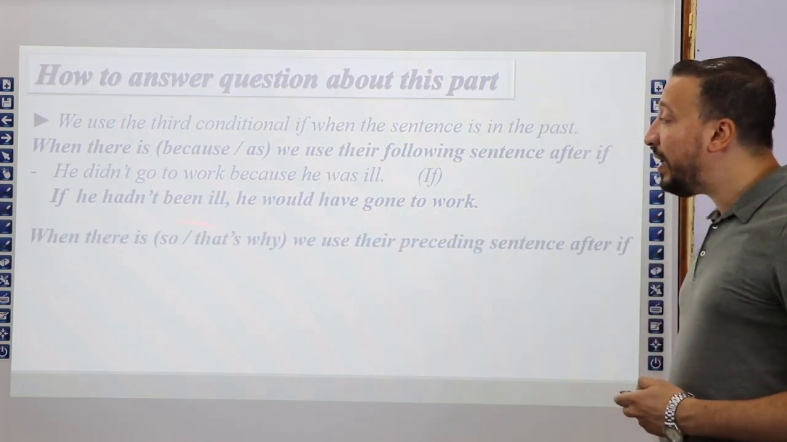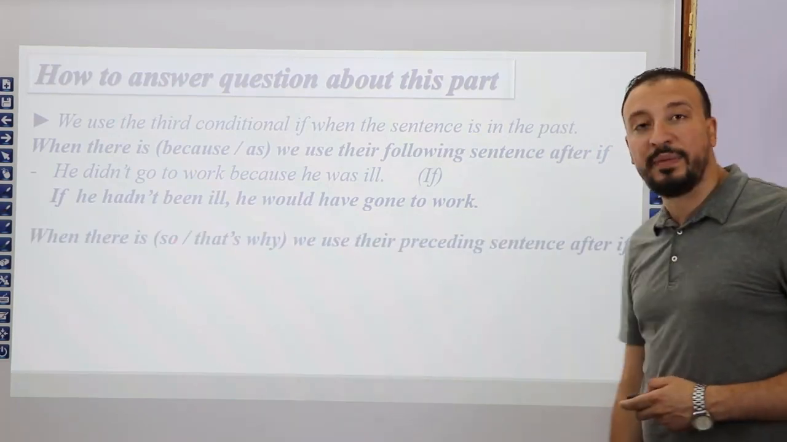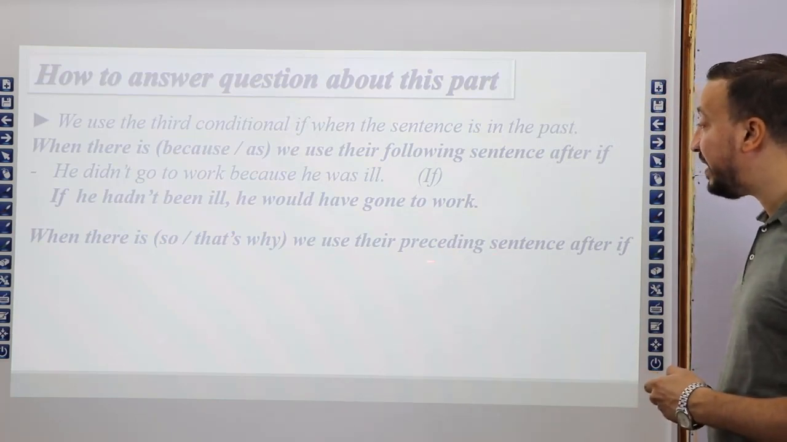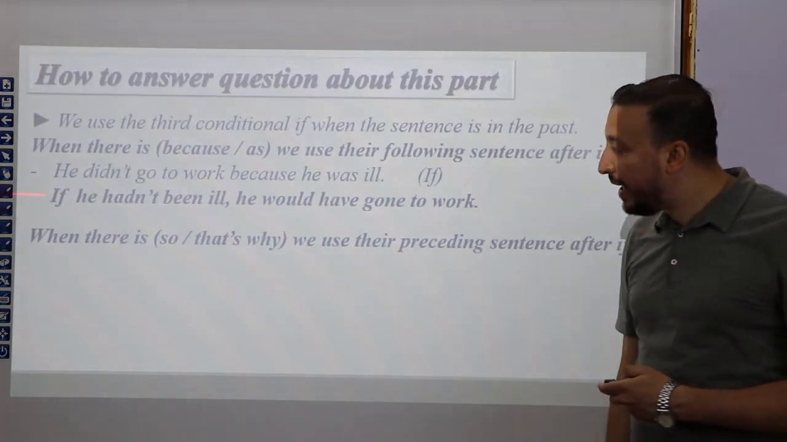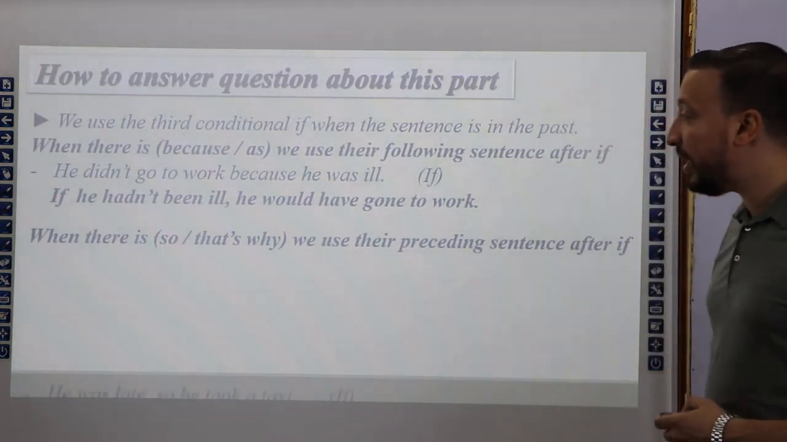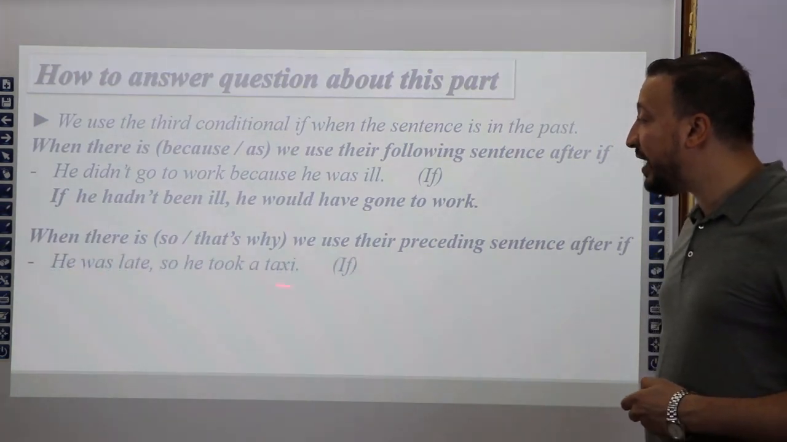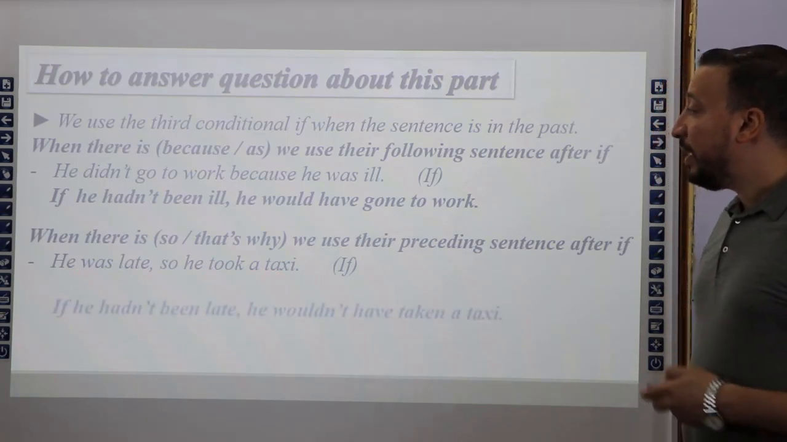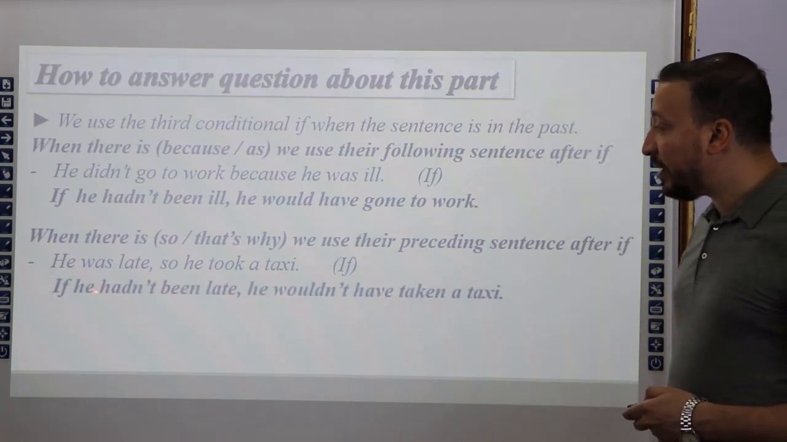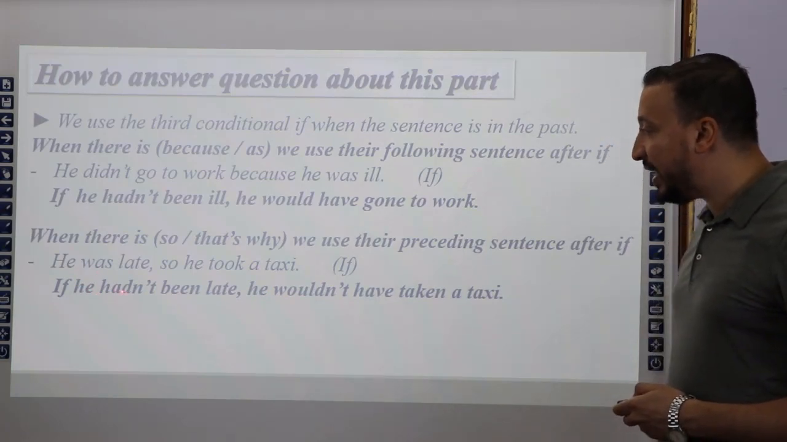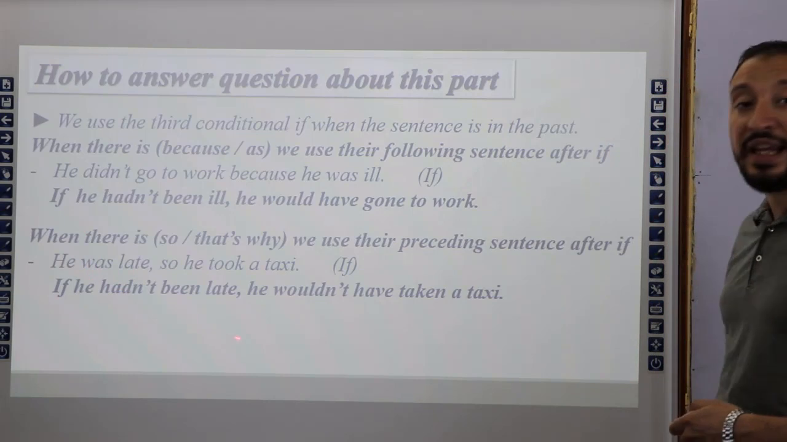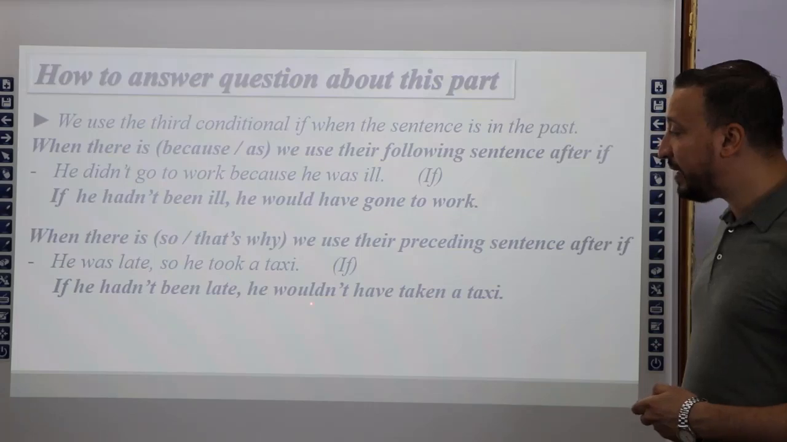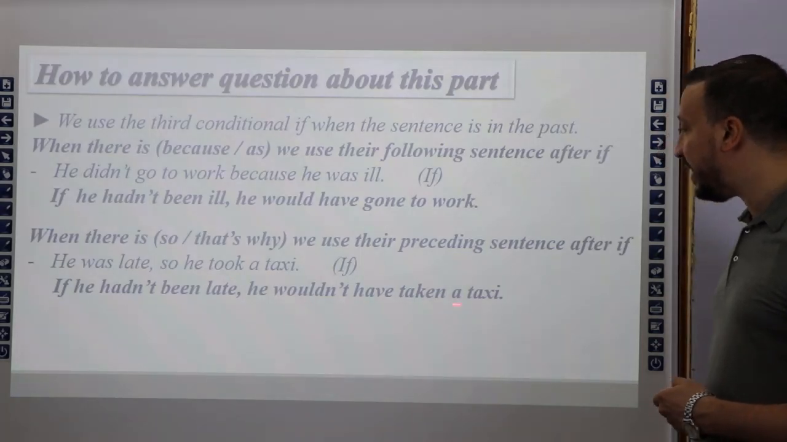Note number two: when there is so or that's why, meaning therefore, we use the preceding sentence after if, the sentence before so or that's why. Look at this example. He was late so he took a taxi. If he hadn't been late, since it's positive here, it becomes negative: was, third form, been. So, if he hadn't been late, he wouldn't have taken a taxi.